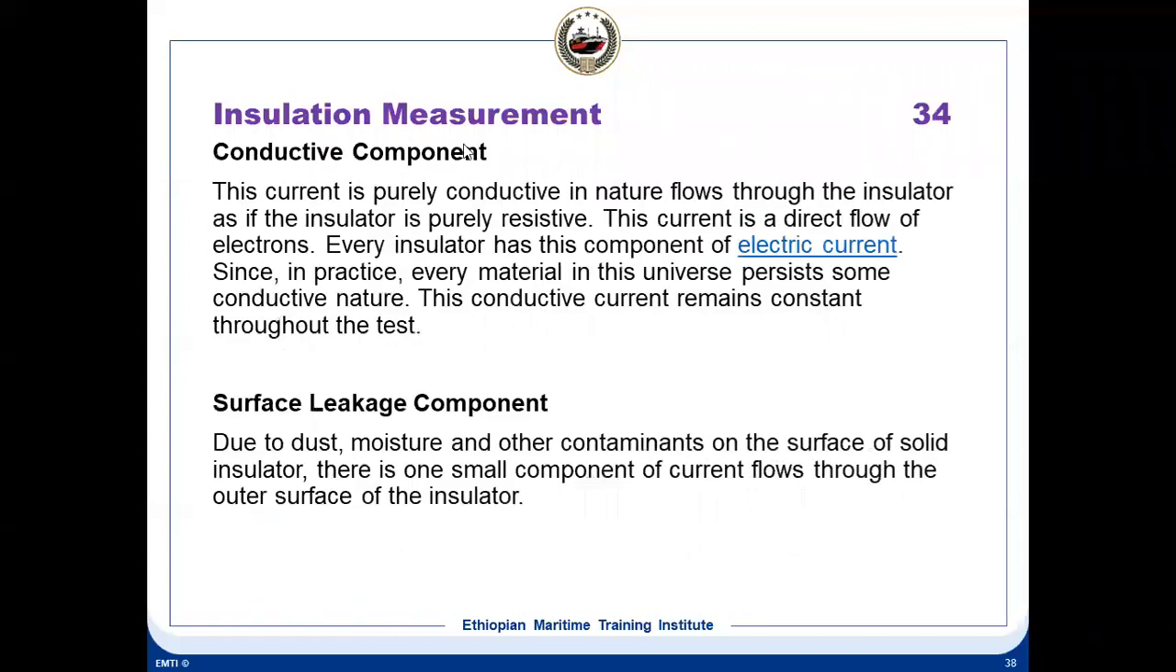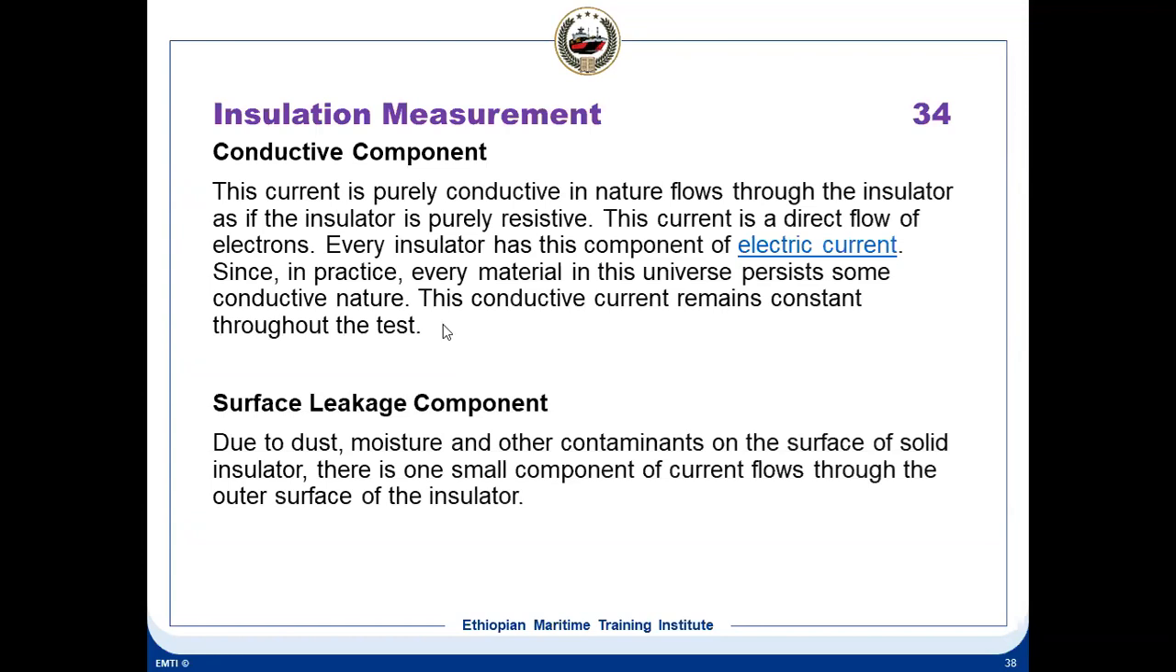Another is called the conductive current. This is purely conductive in nature and flows through the insulator if the insulator is purely resistive. This current is a direct flow of electrons. Every insulator has this component of electric current, and in practice every material in the universe possesses some conductive nature. So the conductive current remains constant. That is the pure conductive current.